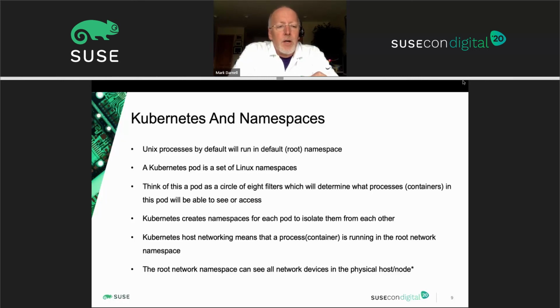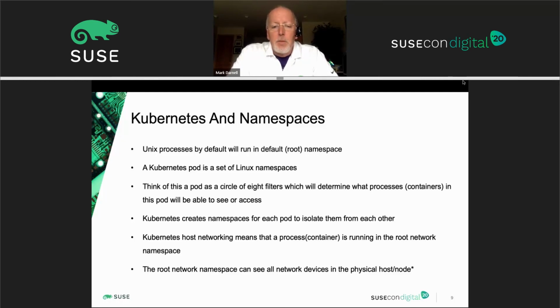Here's where Kubernetes at times will share the root network namespace. If you're using Kubernetes host networking, all that means is that a process, a container in Kubernetes terminology, is running using the root network namespace. So there's a lot of mystery around host networking and people not being really clear on what that is. All it means is that process is running in the root network namespace and therefore can see all network devices, IP tables, the host routing tables, etc.